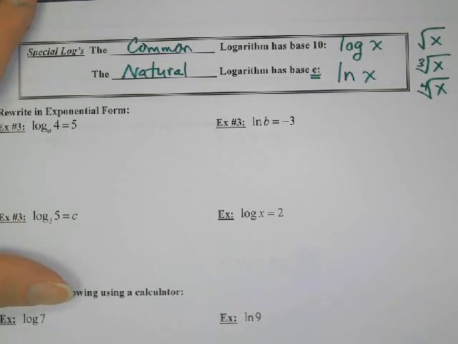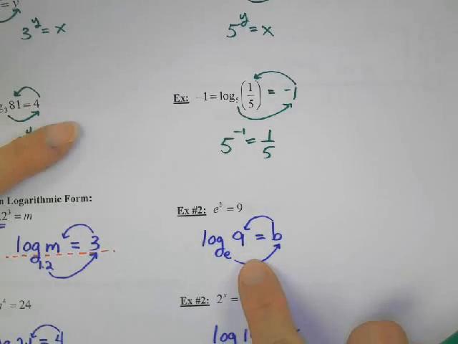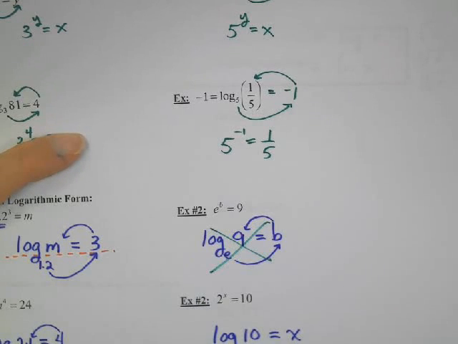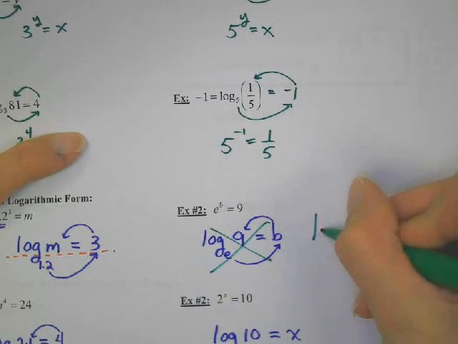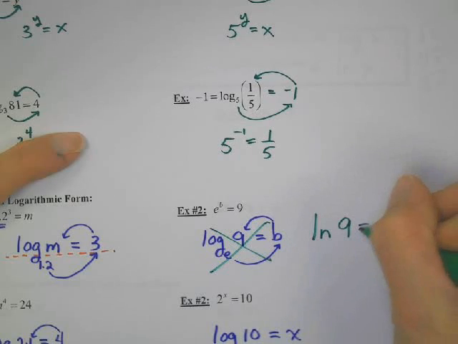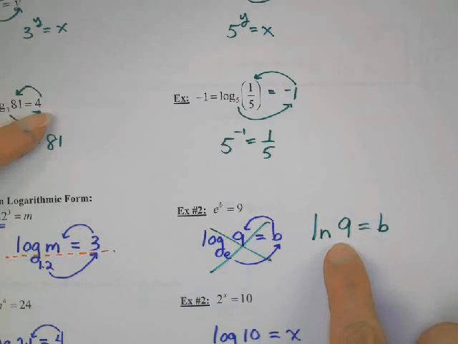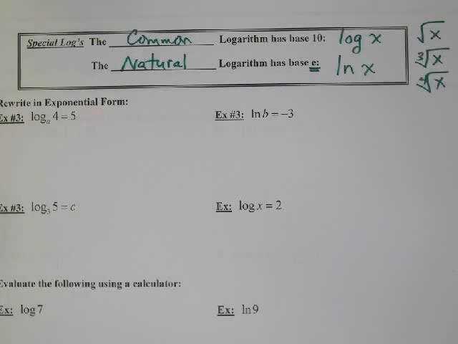Which makes me want to go back to these examples we did over here. We're not going to write it like this. This looks so silly now that we know. If the base is e, you don't write that. Cross that off. You're going to write natural log of 9 equals b. And everybody knows that the base is e. Okay, now that we know, we shouldn't have written that.